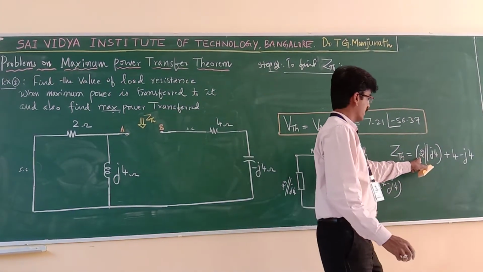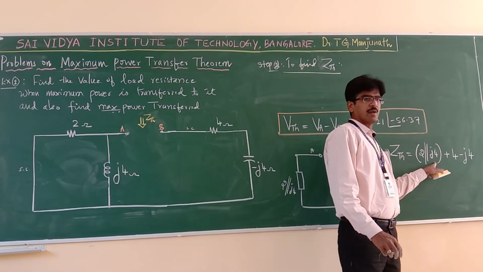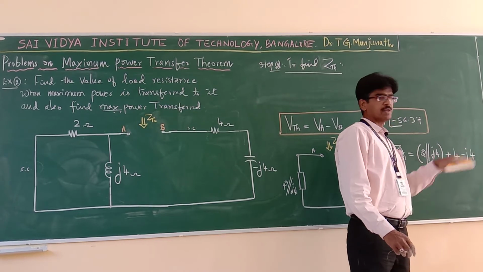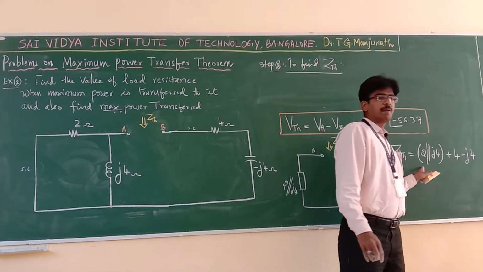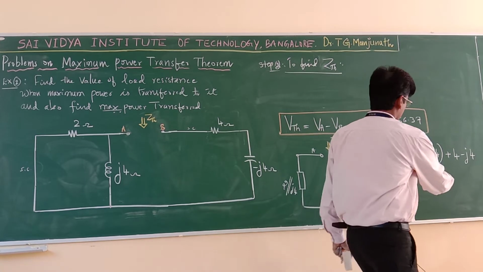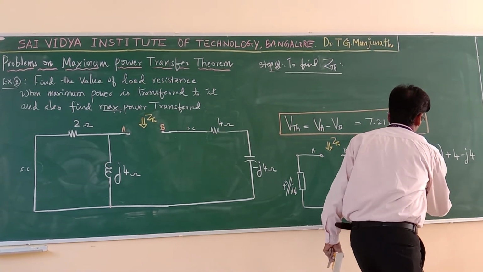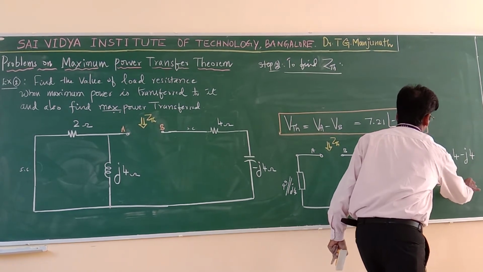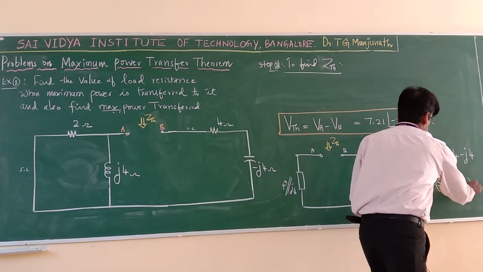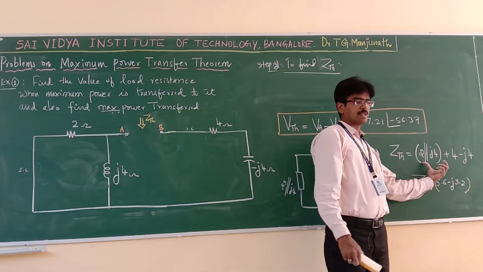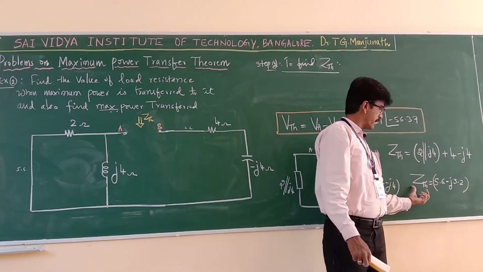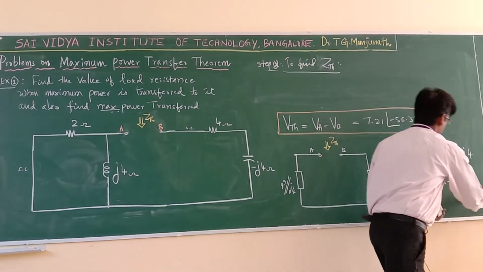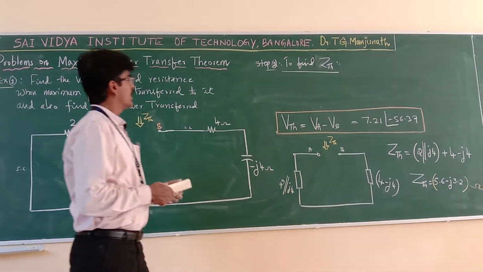Now this is 2 into J4 divided by 2 plus J4, plus 4 minus J4. If you find this value, keeping the calculator in complex mode, you will get Z-Thevenin is equal to 5.6 minus J3.2. So after simplification, the final answer of Z-Thevenin gives 5.6 minus J3.2 ohms. This is your Z-Thevenin. Then step 3.